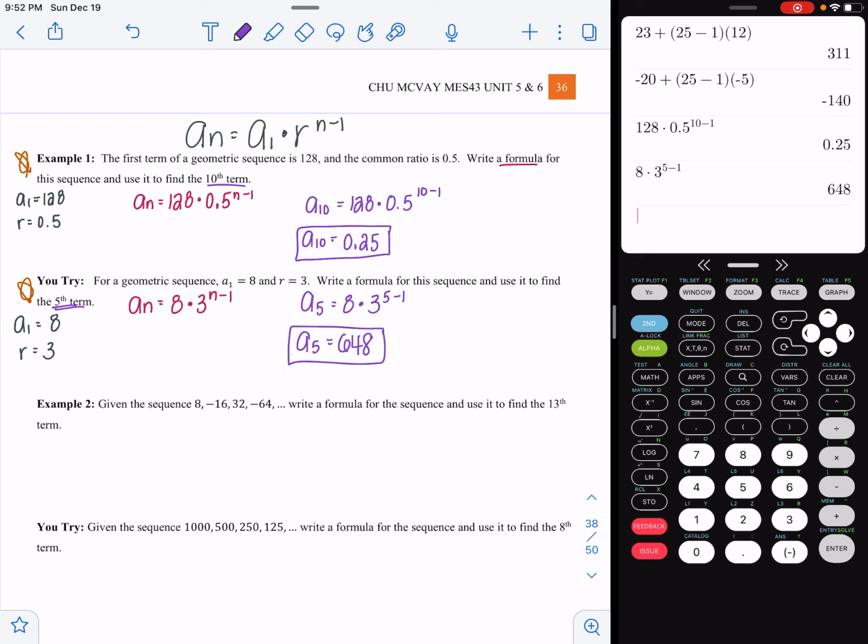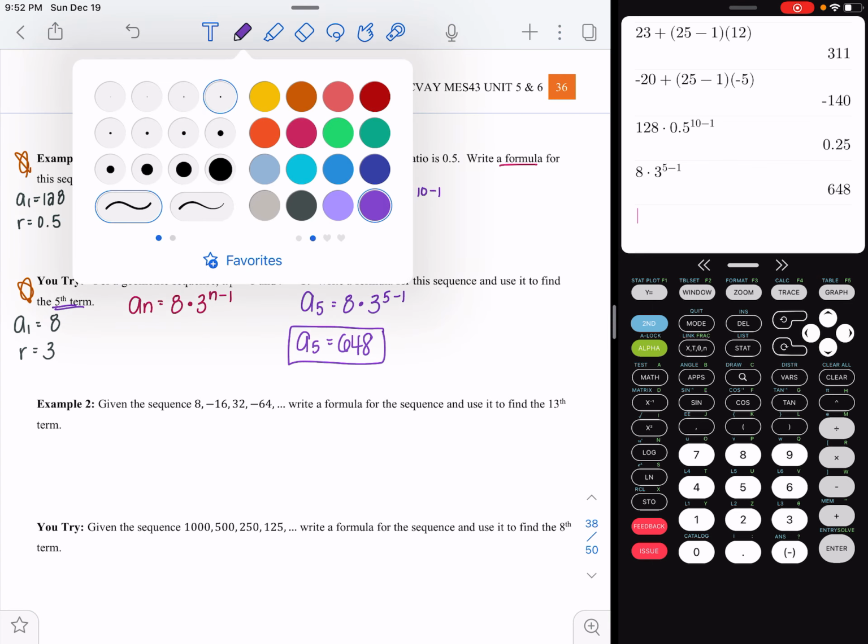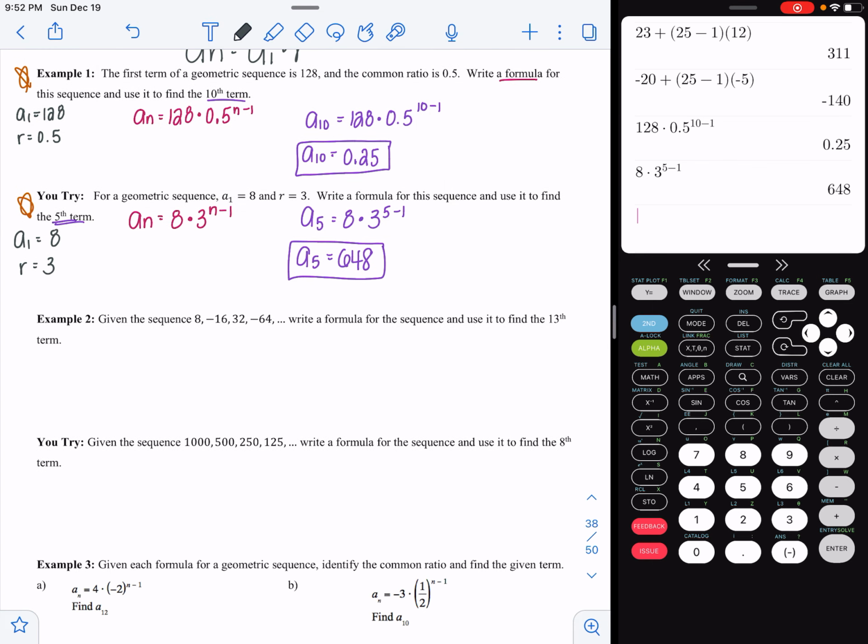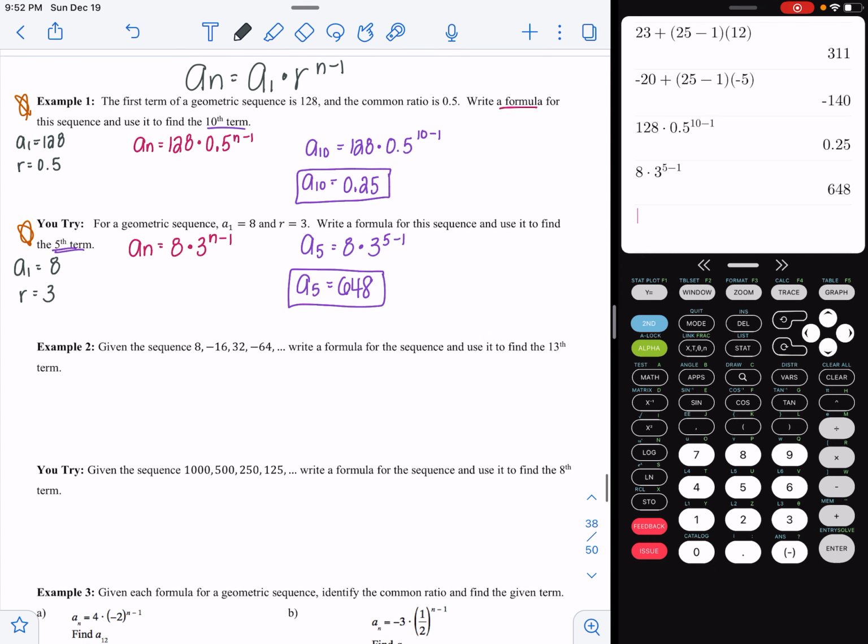Let's do 2 problems where we have to find the common ratio on our own. So, example 2, my first term is going to be 8, and my common ratio, to find that, we take our second term and divide it by our first term. So my common ratio is negative 16 divided by 8, negative 2. So now I have that. We're going to plug it into our formula. A_n equals our first term, 8, times negative 2 in parentheses, to the n minus 1 power.